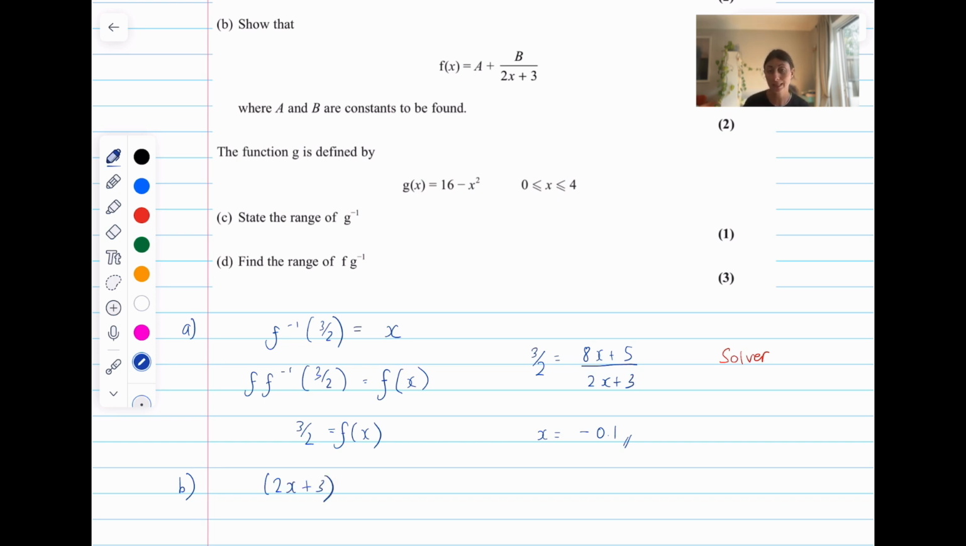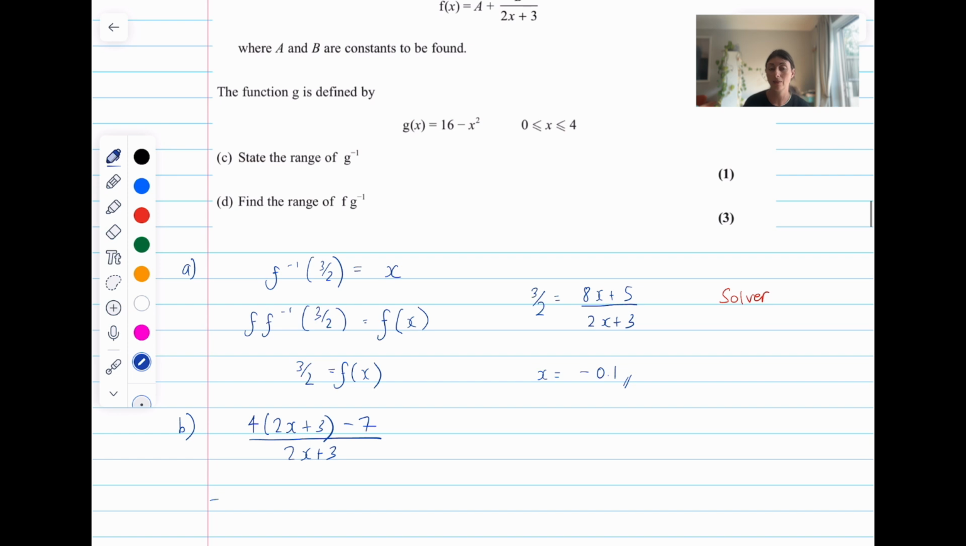So the trick to this is to write your denominator on the numerator. So write 2x plus 3 up in the numerator and then work backwards to see what you need to do to it so that you still have f of x. So if I put a 4 outside the bracket, we'll get 8x, so that's good. But we've also got 4 times 3, which is going to give us 12, and we want 8x plus 5. So then we'll minus 7.